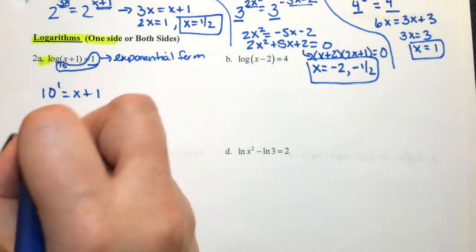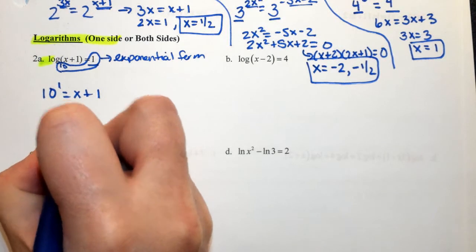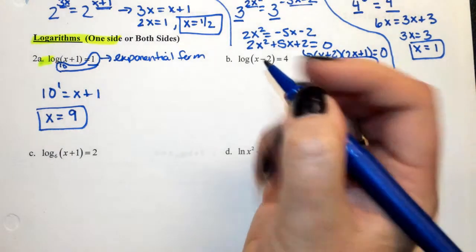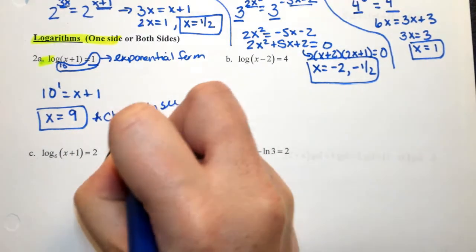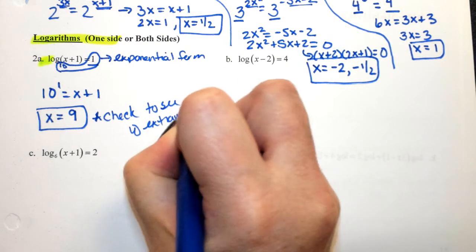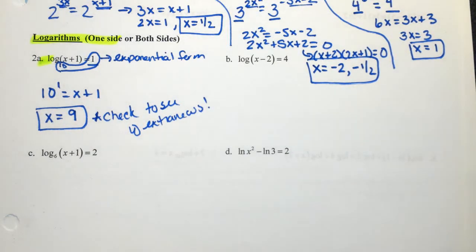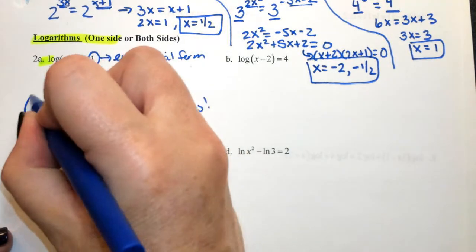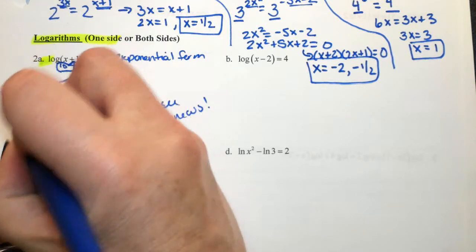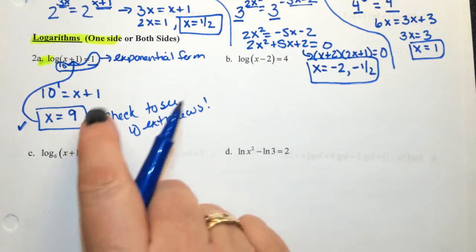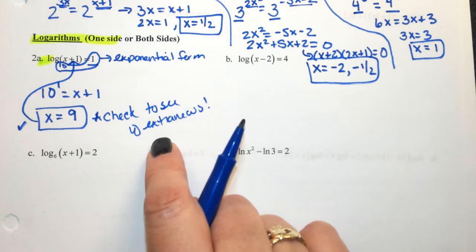So when I solve for x, what's x going to be equal to? X is equal to 9. Remember, you always have to check to see if it's extraneous. Anytime it's a log equation, you've got to check for those extraneous solutions. Plug 9 back into the original and see if it gives a negative number inside the log. If so, you have to reject it. Well, 9 plus 1 is 10, so this answer is not extraneous. I know that this is good. But like I said, anytime it's a log equation, you've got to check to see if those solutions are extraneous.